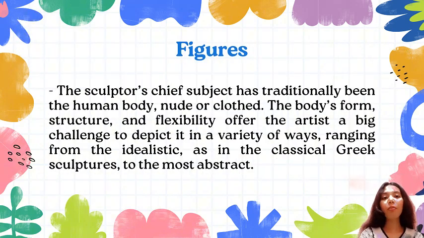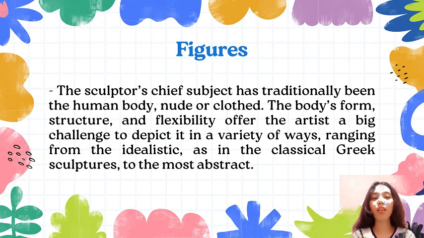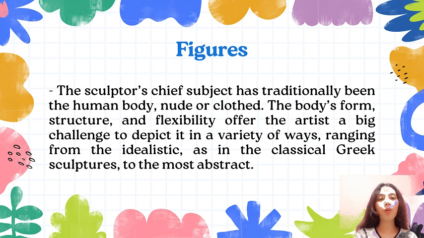Now, let's talk about figures. Sculptors have traditionally focused on the human body, whether naked or clothed, as their main subject. This is because the human form is complex and challenging to represent. Artists explore its structure, movement, and proportion in different styles, from realistic and idealized, like the statues of ancient Greece, to abstract and modern interpretations.